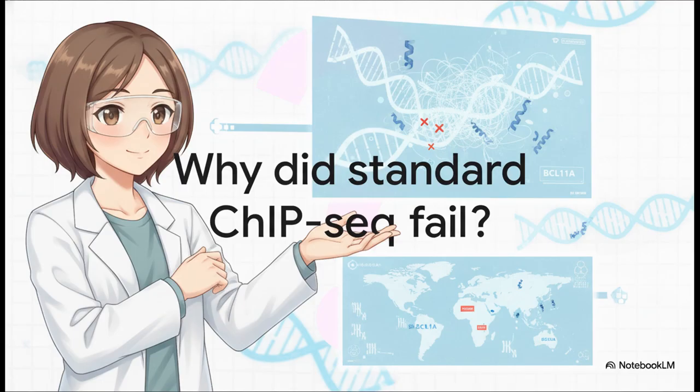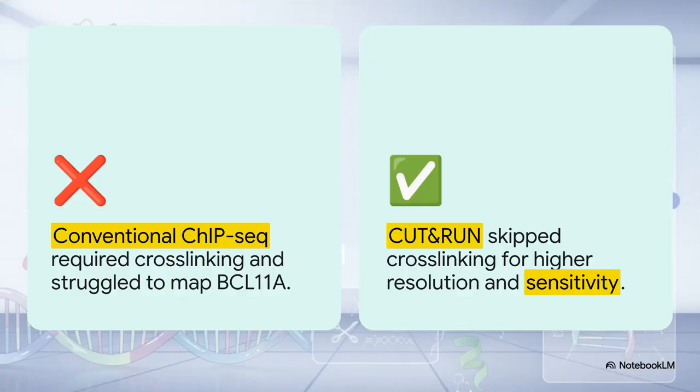But as with every good scientific detective story, there's a plot twist. Despite how powerful ChIP-seq is, numerous attempts to localize the naturally occurring endogenous BCL11A actually proved unsuccessful. The protein was incredibly difficult to detect. So how did scientists finally manage to map it? Well, they had to upgrade their tools. Researchers adapted a newer method called CUT&RUN, which stands for cleavage under targets and release using nuclease.